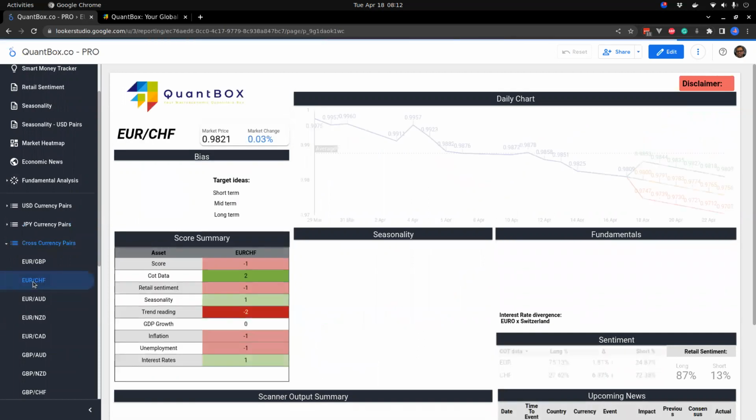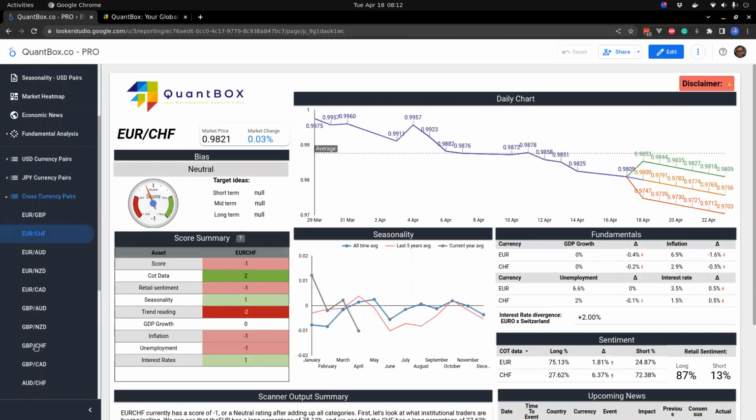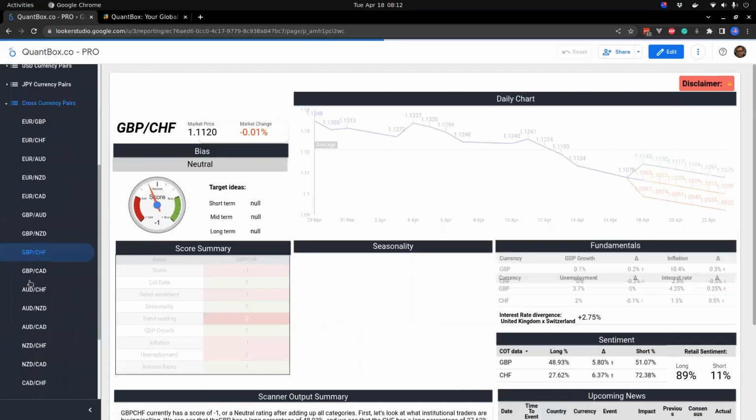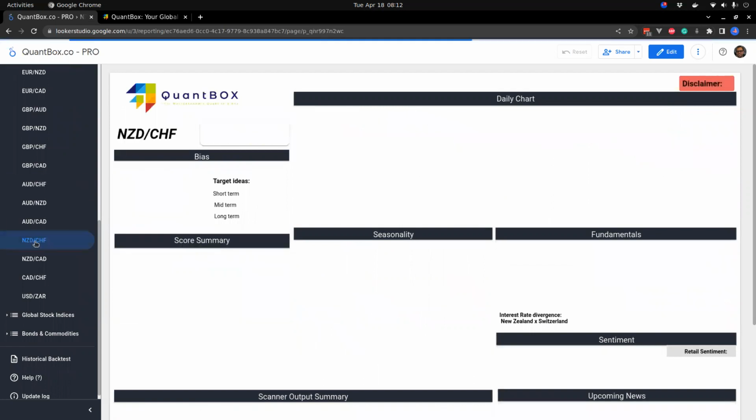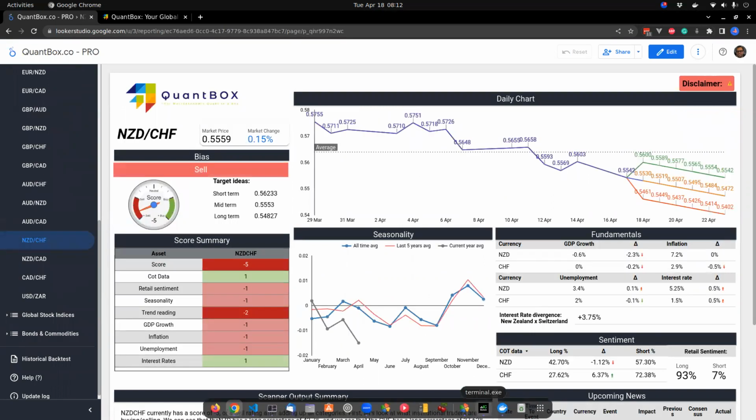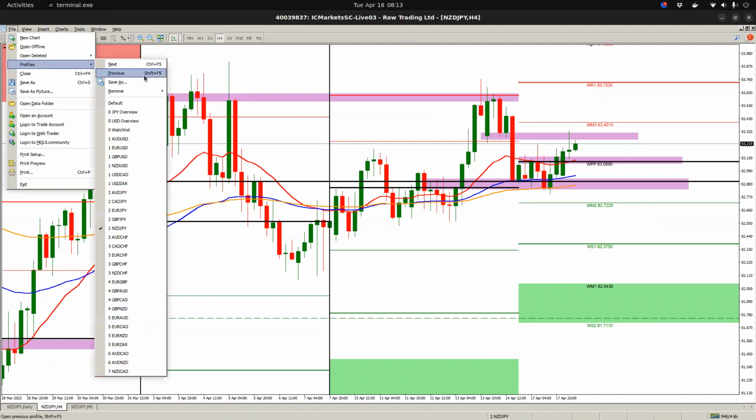Okay. Euro Swissy coming through with the bias of neutral. Pound Swissy comes through with the bias of neutral. Aussie Swissy, bias of neutral. And Kiwi Swissy, bias of sell. Okay, cool. Let's take a look at Kiwi Swissy. What have we got in Kiwi Swissy?